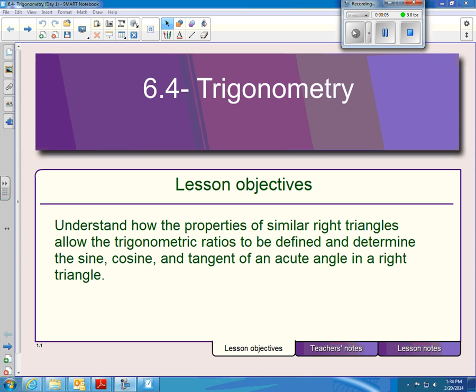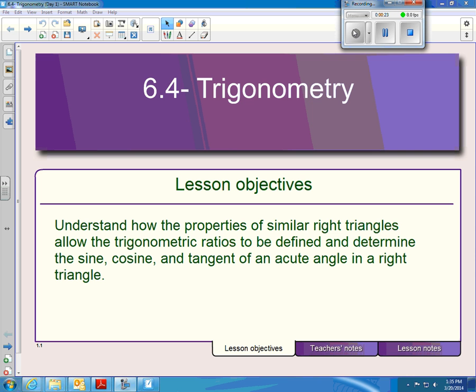We are in Unit 6. We're going to cover Notes 4. We're actually going to be doing Day 1 today in the notes. Our objective is to understand how the properties of similar right triangles allow the trigonometric ratios to be defined and determine the sine, cosine, and tangent of an acute angle in a right triangle.